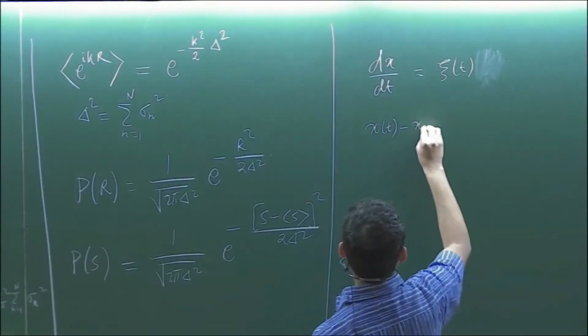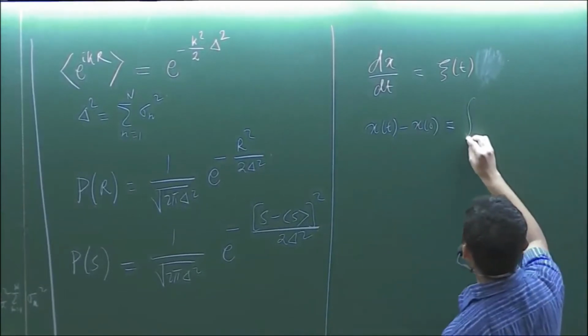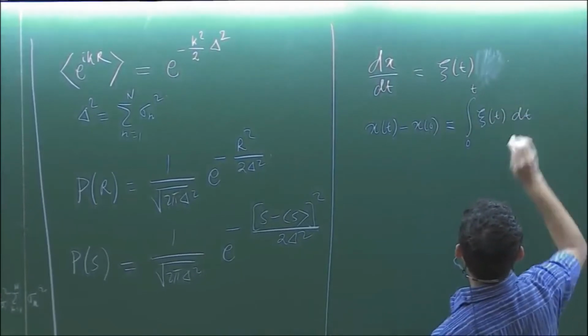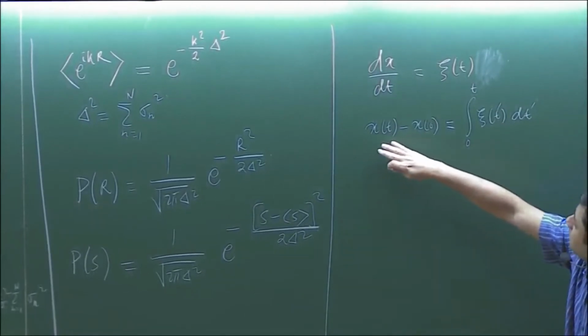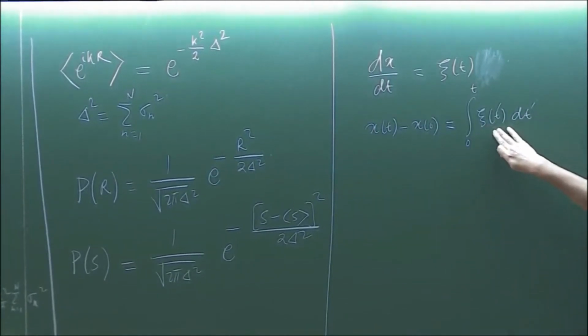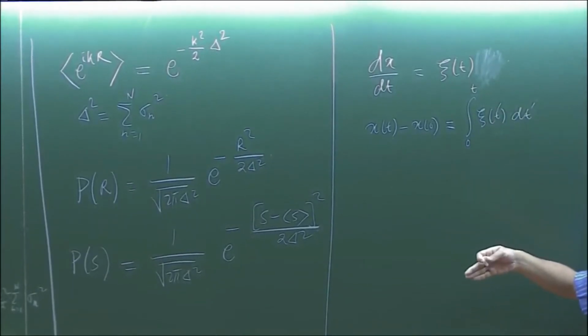X of t minus x of 0. So what is that? This is just the integral from 0 to t. You see that this is the displacement. It's a linear combination of these noises. So this integral, you can think of it like a sum now. I showed you how to discretize that integral to sums, so you can always think of it as a sum.